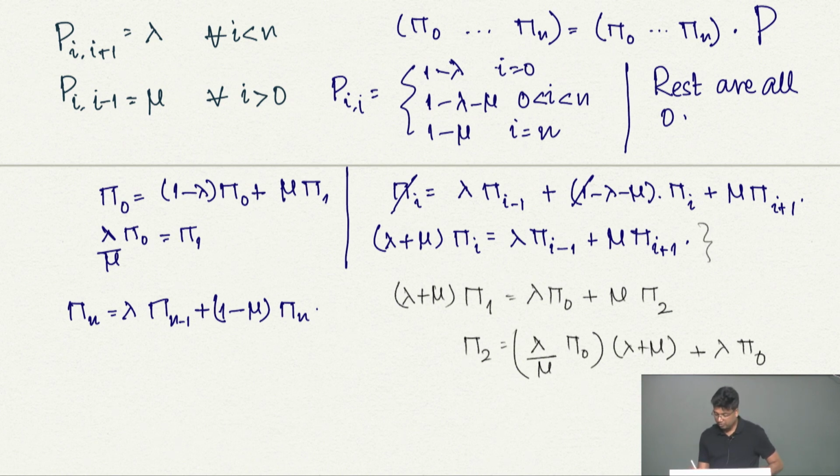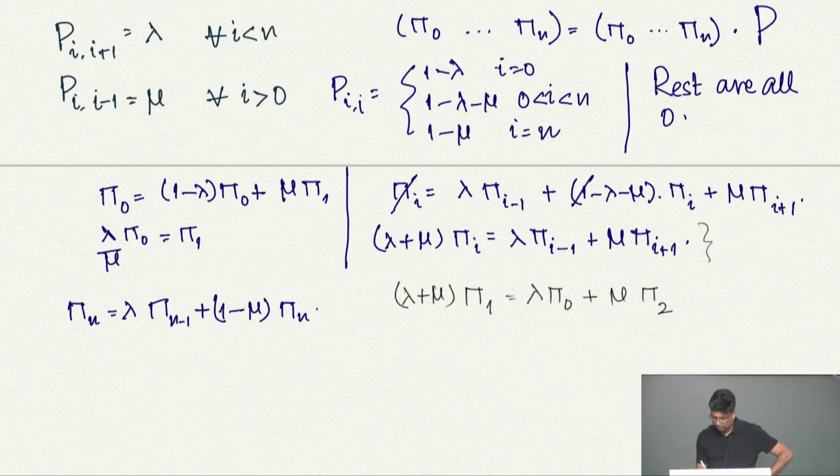No, so which one do you want me to solve? First, the balance equation. Okay, so this one. Substitute pi 0. All right, so why not? Let's do that. So what do I get here? Instead of substituting for pi 1, you want me to substitute for pi 0. Okay, so yeah, that's much simpler.